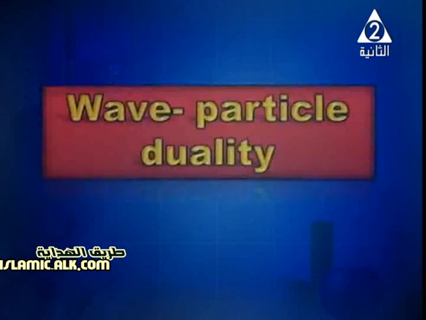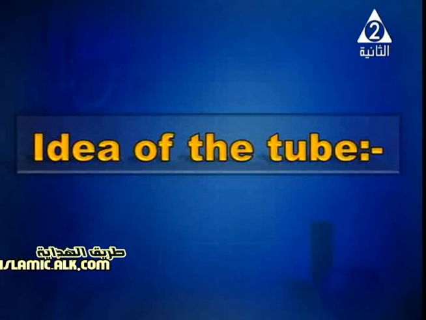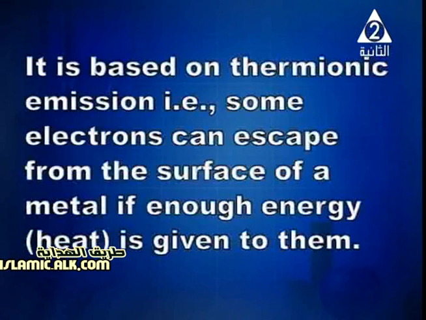Wave particle duality. Cathode ray tube. First of all, what about the idea of the cathode ray tube? Yes, it is based on thermionic emission. That's to say, some electrons can escape from the surface of a metal if enough heat is given to the surface. So the idea is based on thermionic emission of electrons when we raise the temperature of the metal.